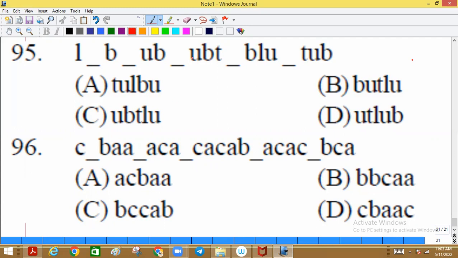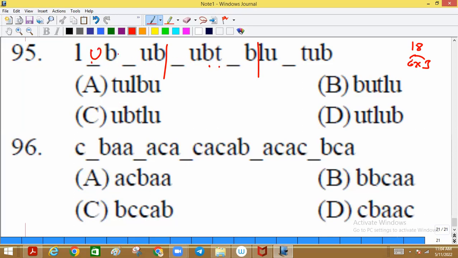Total how many? 4, 6, 8, 10, 12, 14, 16, 18. 18 means 6 blocks repeating 3 times or 3 blocks repeating 6 times. So you can take whatever you want. Can I take the bigger one? Yes. Now L gap B, gap U B. L gap B, gap U B. So possibility is there. So L is there.